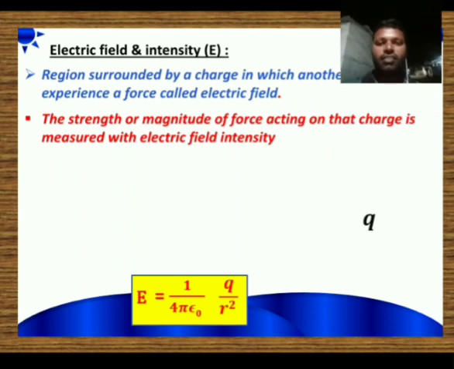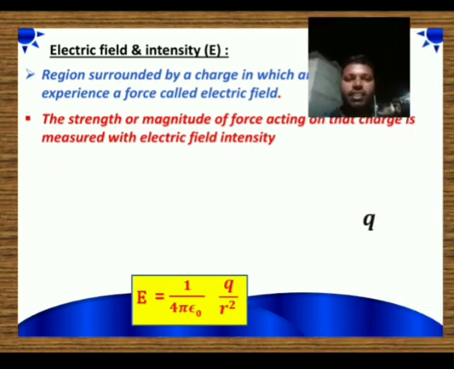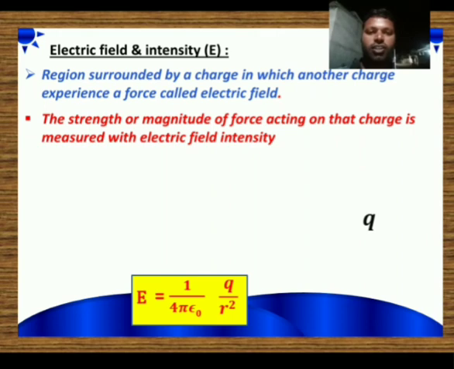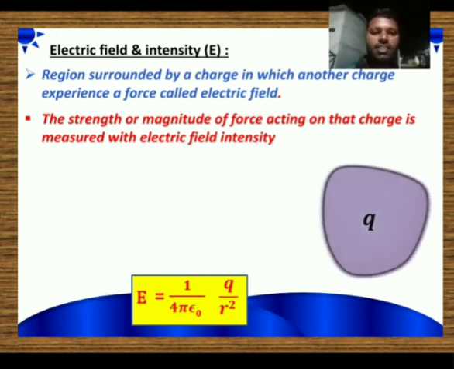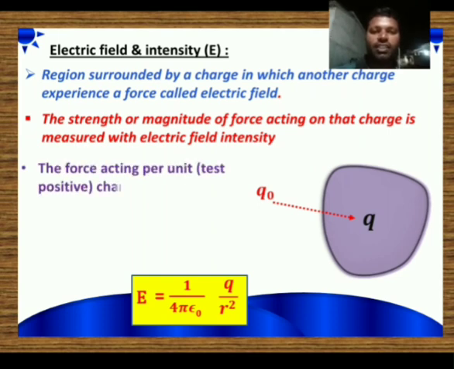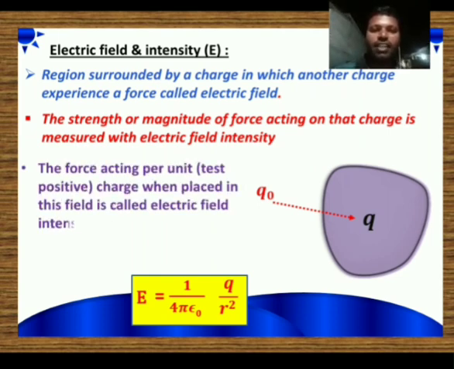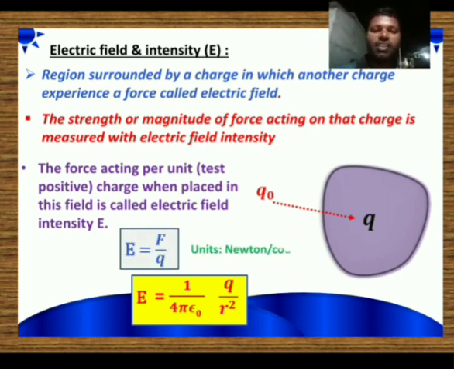Generally, what is electric field? Electric field is a region surrounded by a charge in which another charge experiences a force of attraction or repulsion. The force acting per unit charge is defined as electric field intensity. Electric field intensity is the force acting on another charge which is coming into the region. The electric field intensity E is defined as force per unit charge, F by Q. Units are Newton per Coulomb.